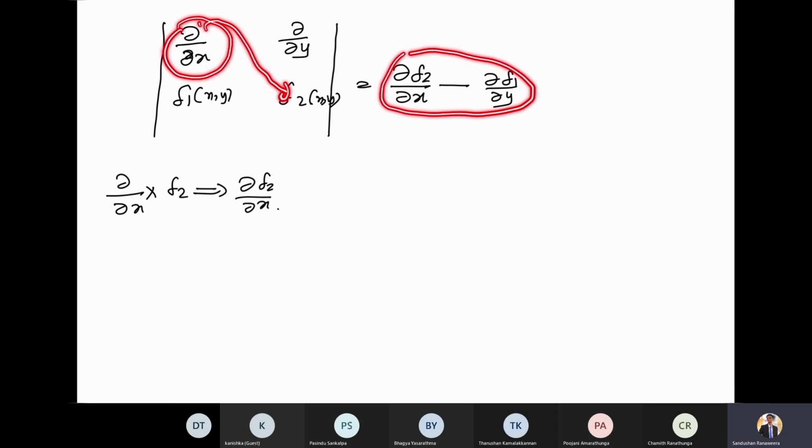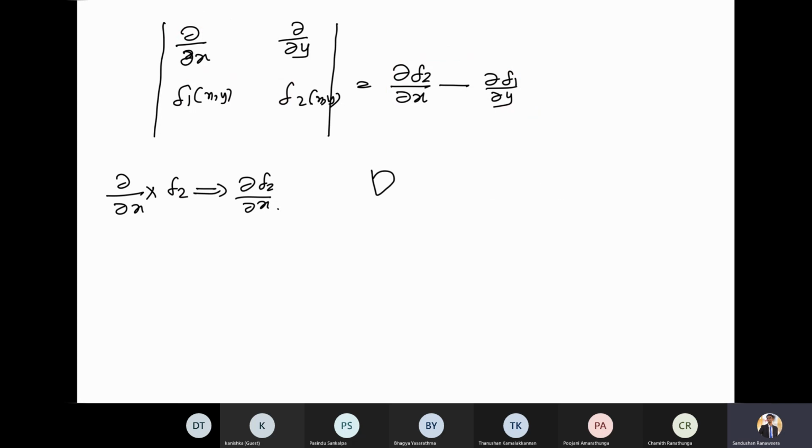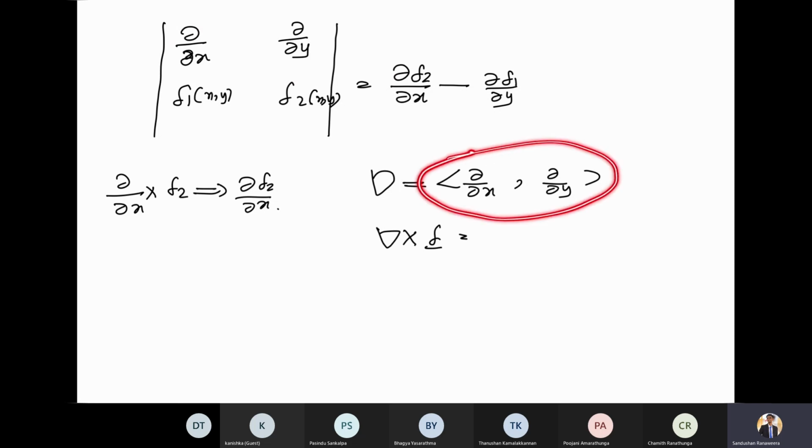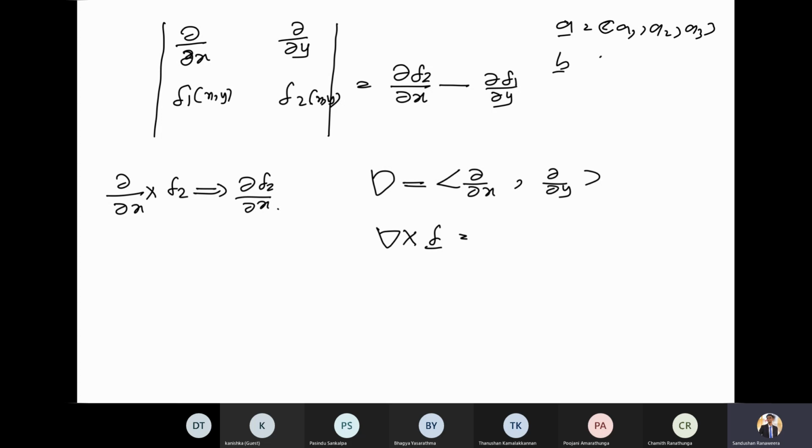We can denote this as grad cross f, if you consider grad as a vector. If you take some vector a1, a2, a3 and some vector b1, b2, b3, how are you going to find the cross product? You simply take i, j, k and take the determinant. So simply you can do the same thing here, because the cross product is simply the determinant.